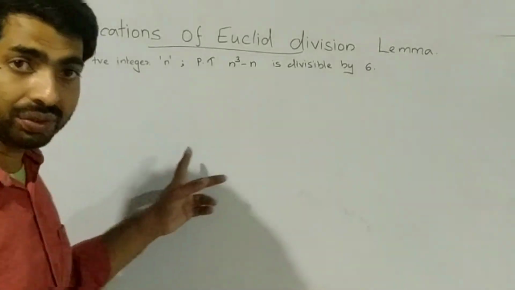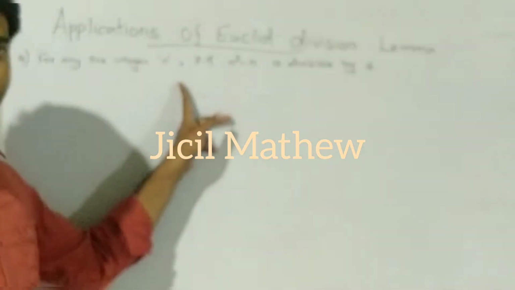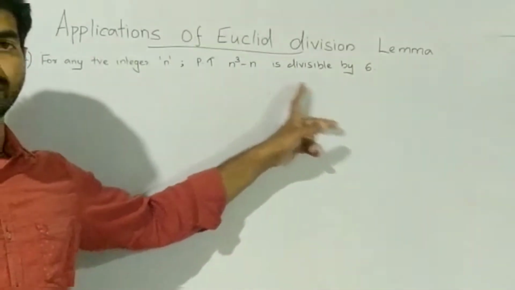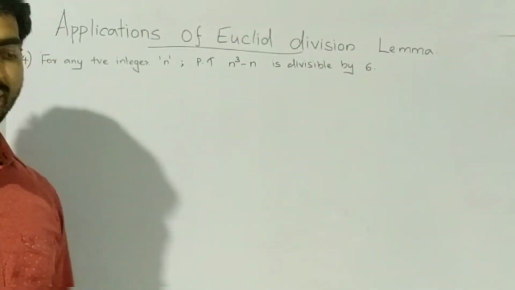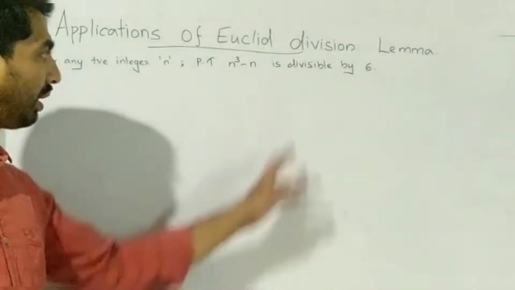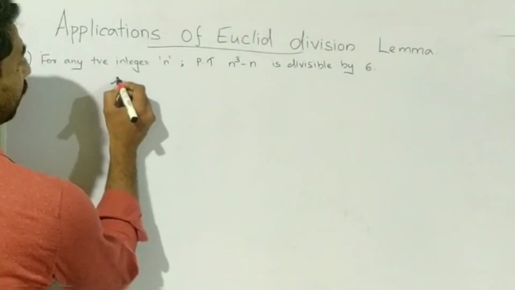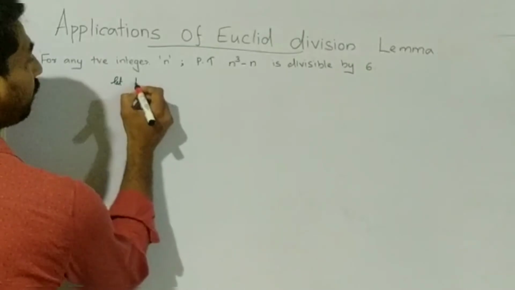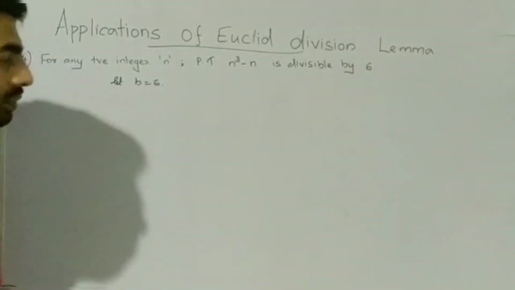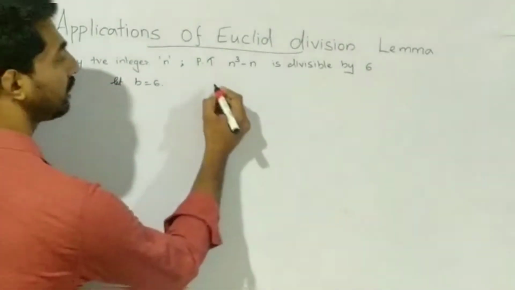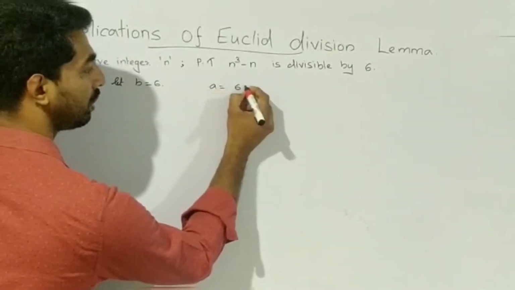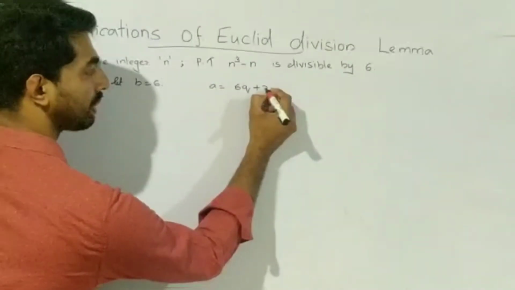So about the next question. For any positive integer n, prove that n cube minus n is divisible by 6. Divisible by 6. So what will be b? Let b be equal to 6, which means a is equal to 6q plus r.